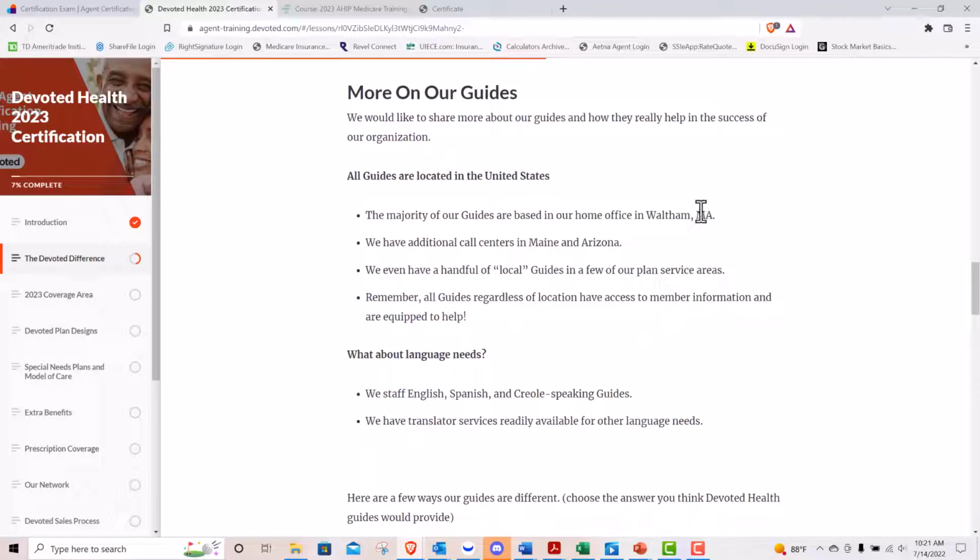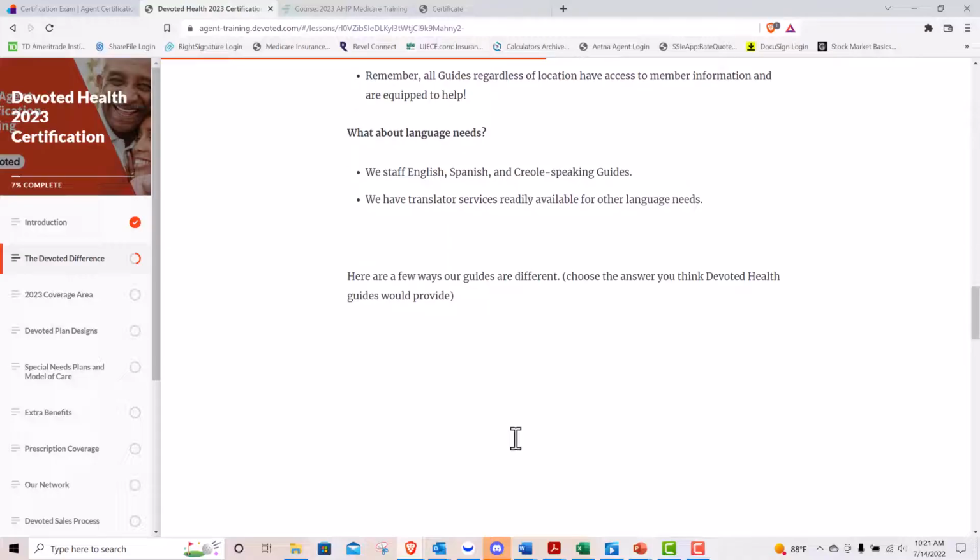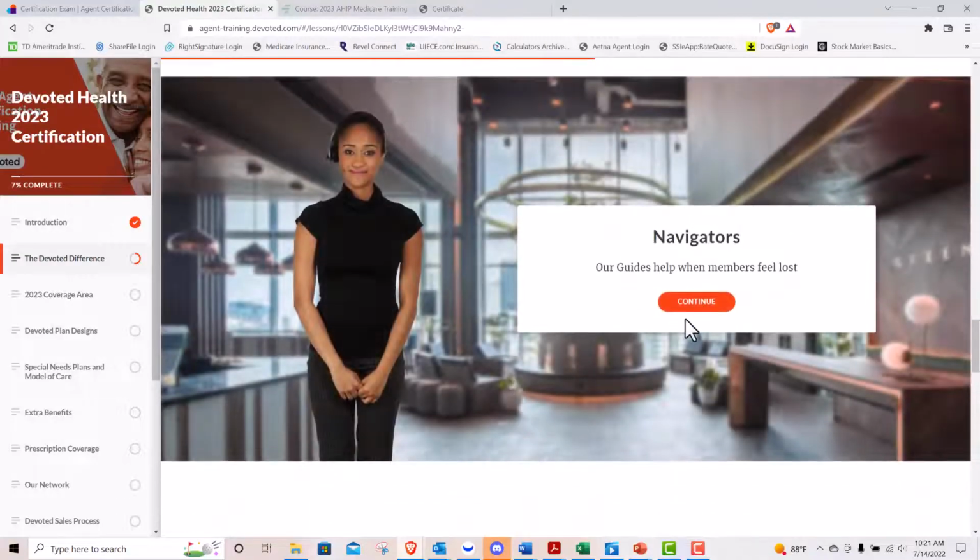All right, so they're in Massachusetts. They have call centers in Maine and Arizona, so they're pretty good with time differences. We have the East Coast and Mountain Time. We have staff that speak English, Spanish, and Creole. I guess that's okay. And of course, they have translator services. Let's keep going down here.